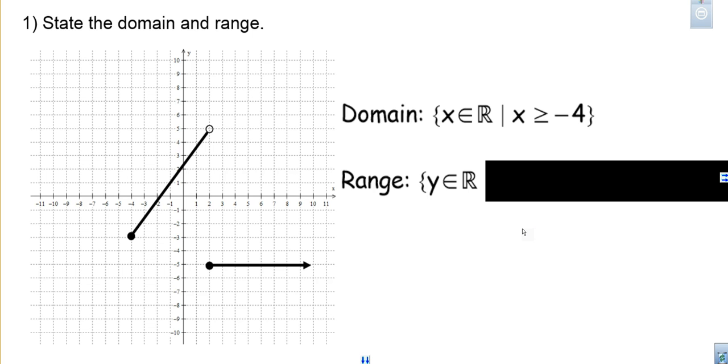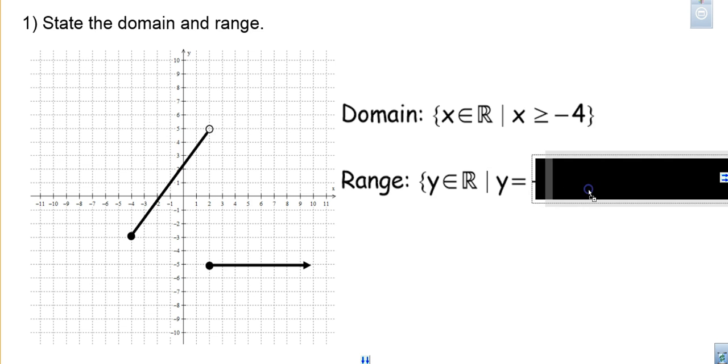Now for the range, it will be a little bit tricky because we have two different pieces here and there is a gap. Now first thing, the range just for this section right here, y is always going to be equal to -5. So we can start with that. So y equals -5. It never goes up or down, so we won't have any other y values. Now for this piece right here, if you take a look, the smallest y value is -3. And the function has all the y values greater than that until you get to this point right here.